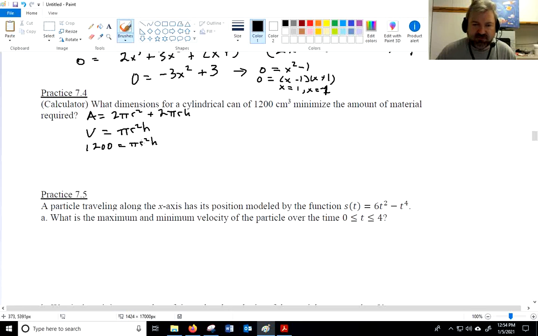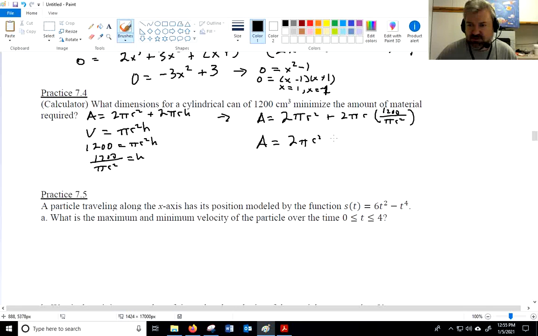Now I need to solve this for either r or h. I'm going to solve it for h. That's definitely easier because I don't have to deal with the square root. So that makes my area formula, which is what I'm trying to minimize. So I want to get that ready to take the derivative. So I get 2 pi r squared plus 2 pi r times 1200 over pi r squared. And we can just clean this up a little bit here. 2 pi r squared plus 2400 over r.